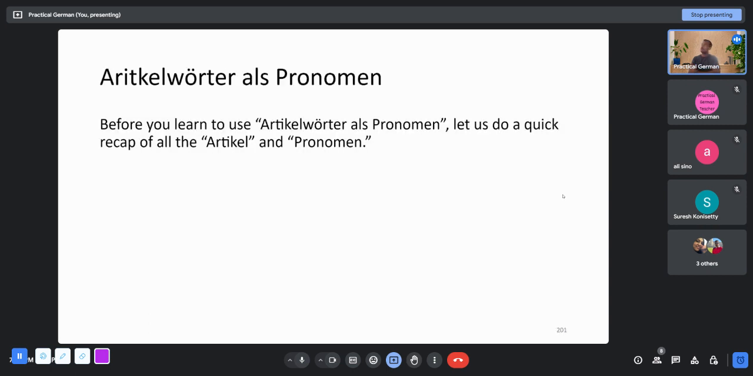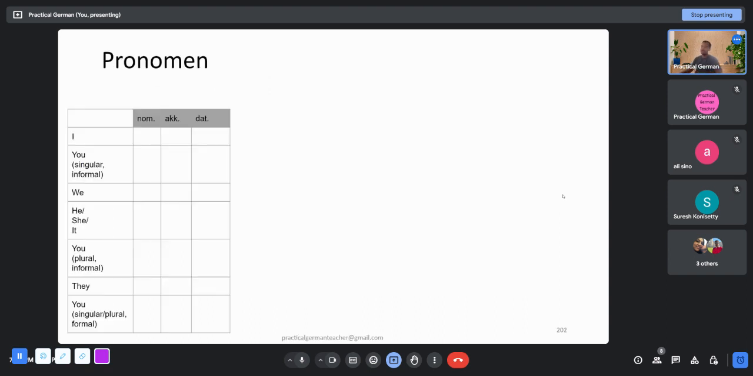Again, we are supposed to learn today how to use articles as pronouns in German language. But before we do that, let us do a quick recap of the articles and the pronouns. Let us start with Pronomen, that is pronouns in German language. You see a table. On the table, you have four columns. In the first column, you have the pronouns in English language: I, you, we, he, she, it. Then again you, then they, and then you. So you have you three times, right?